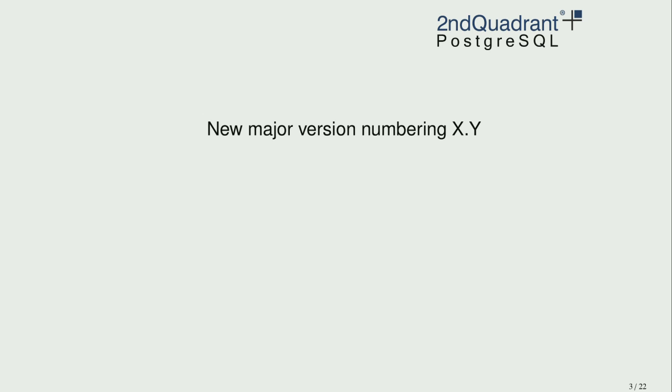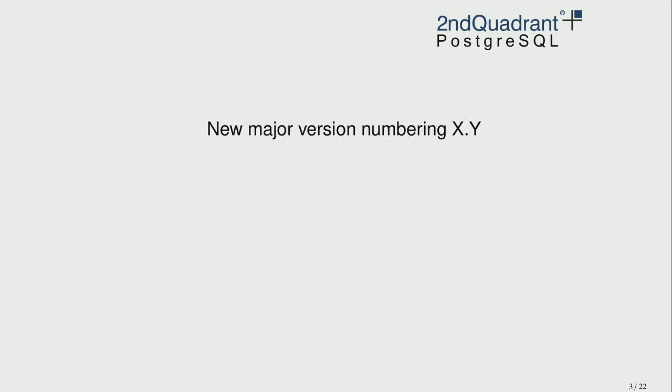And those minor numbers are considered binary compatible unless one of the issues between them was a binary compatibility issue. But then there's never been any promises, and I don't think there ever has been any binary compatibility between the major version numbers, between a 9.0, 9.1, and 9.2.